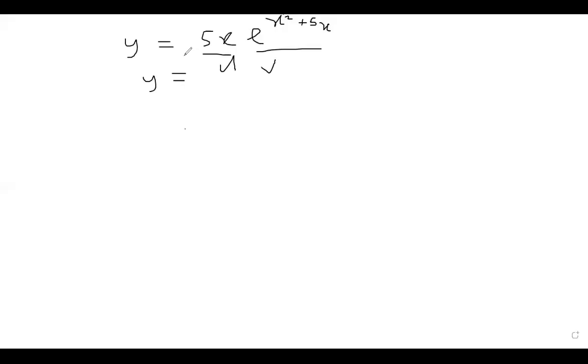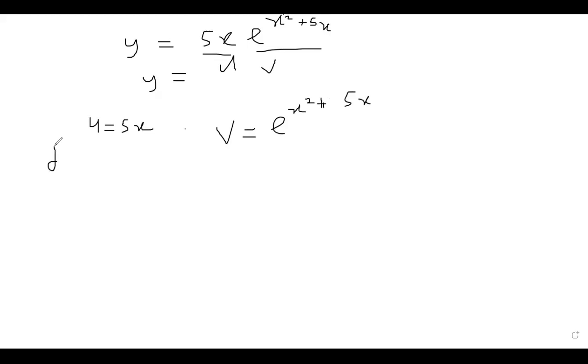Once it's in the product form, we'll apply the product rule. The product rule says differentiate u and differentiate v, then you bring them together into the formula. So our u is 5x. V is what? Let me arrange it this way. V is e raised to power x squared plus 5x. Good.